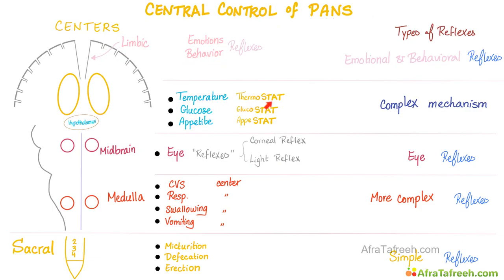Hypothalamus has all of the stats or regulations. Thermostat for temperature, glucostat for glucose, apostat for appetite. The midbrain, anything related to the eye and the eye reflexes. The medulla, four very important centers. Cardiovascular center, respiratory center, swallowing and vomiting. Heart, lungs, get it in, swallowing, get it out, vomiting. Spinal cord, micturition, defecation, and erection.